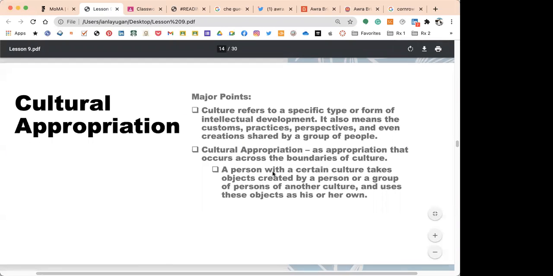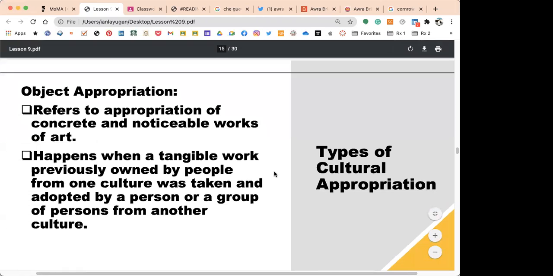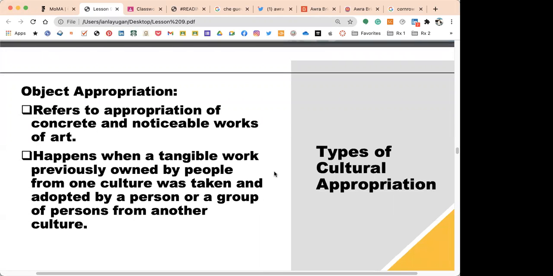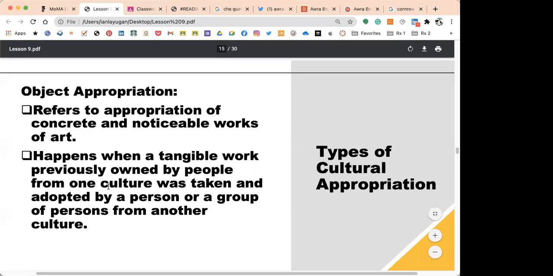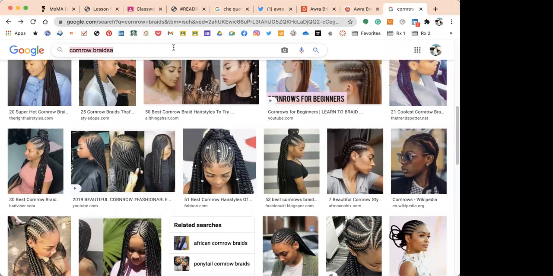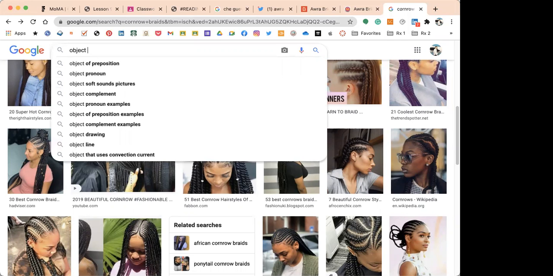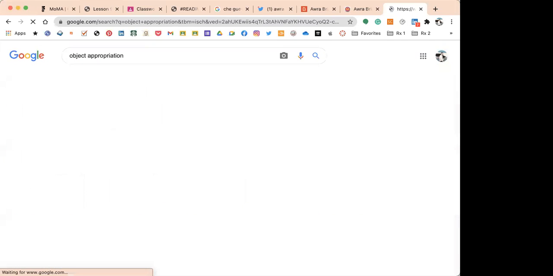Okay? All right. So there are different types of cultural appropriation. We have the first one, object appropriation, which refers to appropriation of concrete and noticeable works of art. Let's see if there are some examples. So object appropriation, let's see.